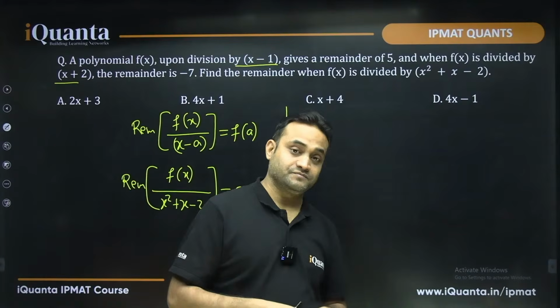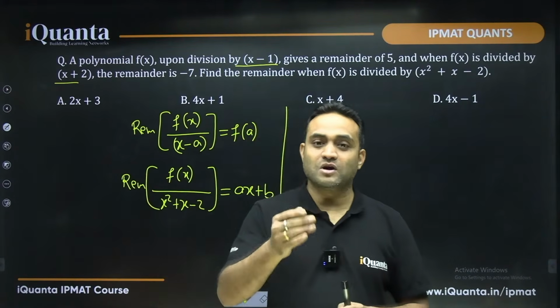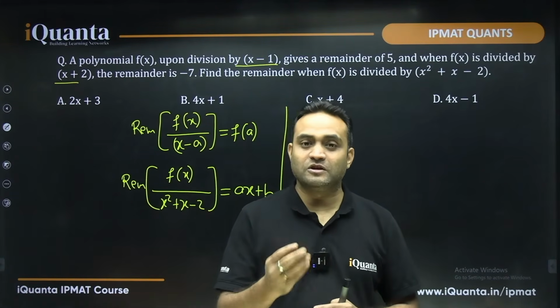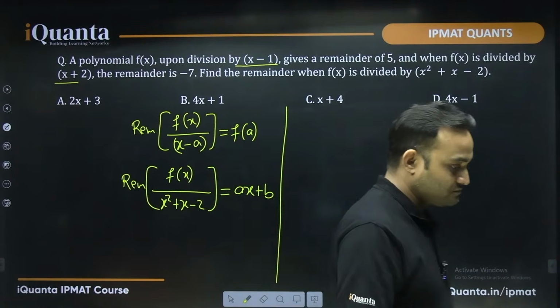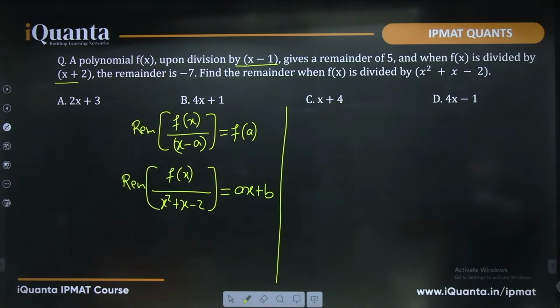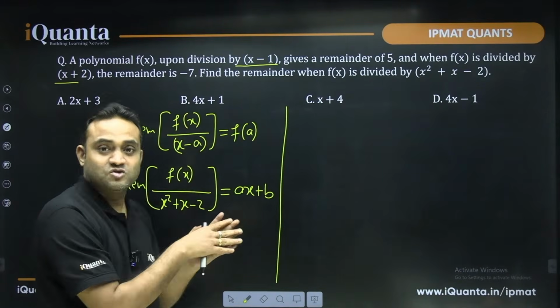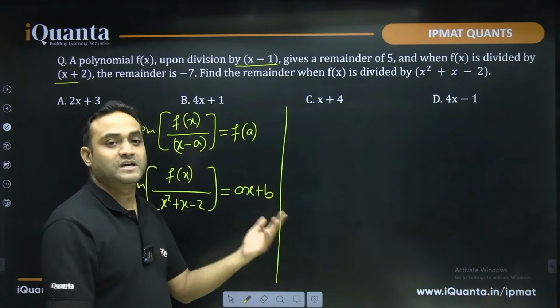It could be anything. Like, if you divide 15 by 10, the remainder will be less than 10, na. If you divide 50 by 11, the remainder will be less than 11. Same thing is happening here. If you divide a polynomial by a quadratic expression, the remainder will be linear or constant. If it's constant, a will become 0.